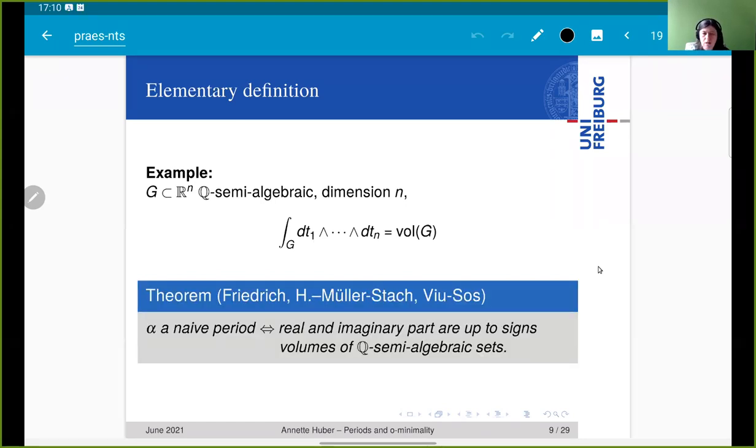This looks a bit special, but in fact, it's not special. In fact, a complex number is a naive period if and only if both the real and imaginary parts are, up to signs, volumes. Volumes are as close to periods as they can possibly be. If you have a volume, you always get a real number and it's always positive. So if you look at complex numbers whose real and imaginary part are up to signs volumes, that's the best you can hope for, and that's actually what's true. So this is the theorem. You get a comparison result like this. So why should this be true? Well, if you're integrating a function, that's the volume under the graph, right? That's the key part of the argument, and then you have to work.